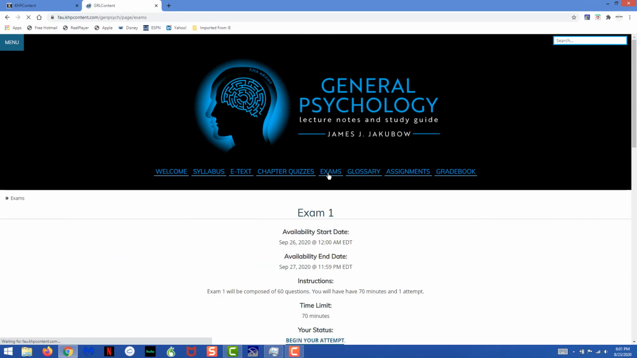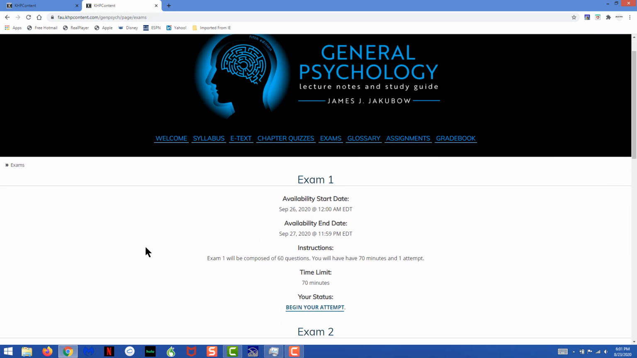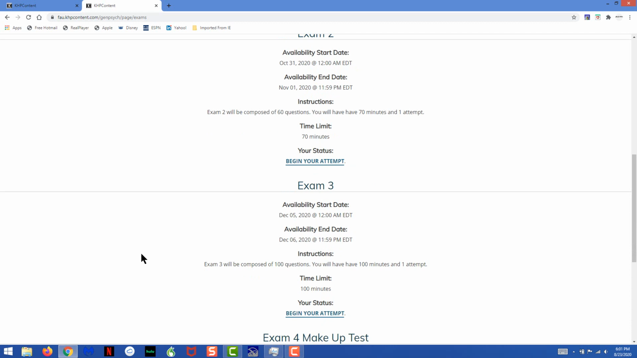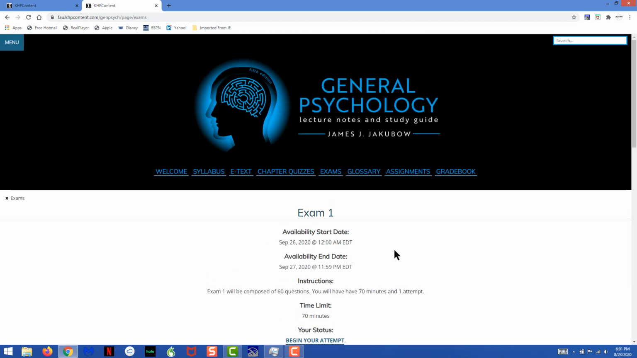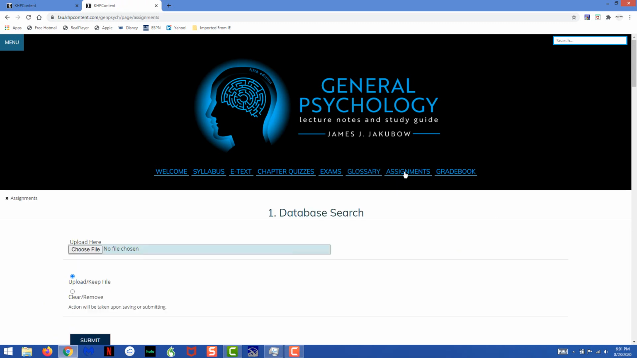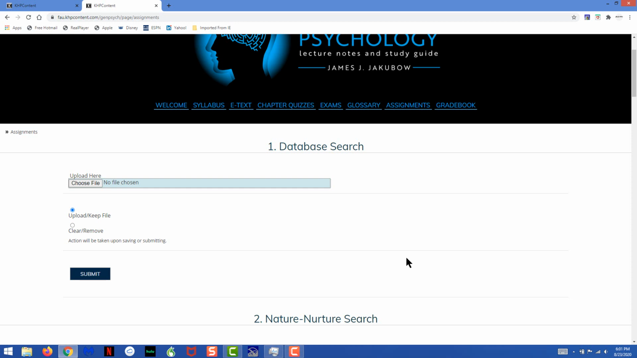Exams look very similar to the setup for quizzes, except there are no additional links on the right hand side of the page. There are links for whichever number of exams are available for the particular semester you're taking. Then there is a glossary of terms, which you may need to use in some homework assignments. Next to that, a list of links so that you can upload your homework assignments. In this particular semester, a database search homework is the very first homework for the semester. And this is simply where you would upload it.